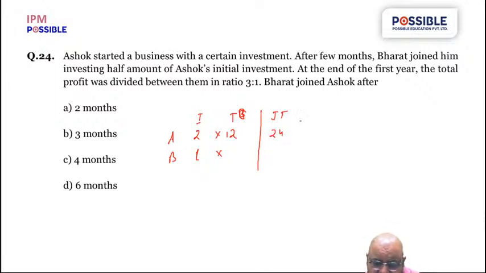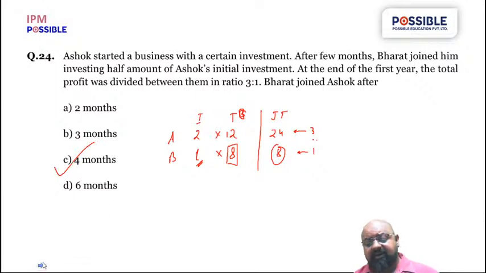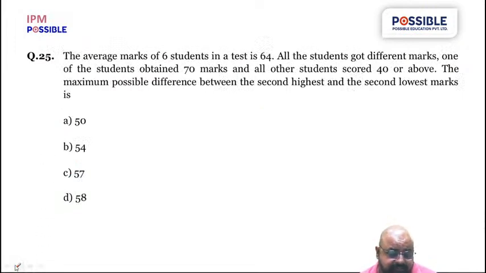We have to find this out for Bharat, but it is given to us that the profit was divided in the ratio 3:1. So if 24 becomes 3, 1 should have been 8. 3:1, so 24:8 would be 3:1. And if I need an 8 here where 1 is the investment, the time has to be 8. That means Bharat was invested for 8 months, and therefore he would have joined 4 months after the business had started. Question 24. Again, if you've done ratios, if you've done partnerships, this is a question that you would have attempted. So definitely a question for the exam.